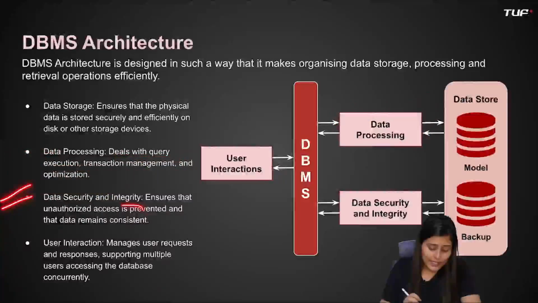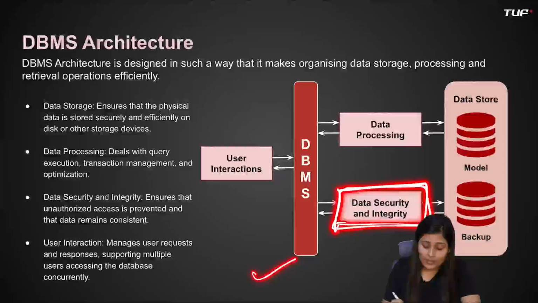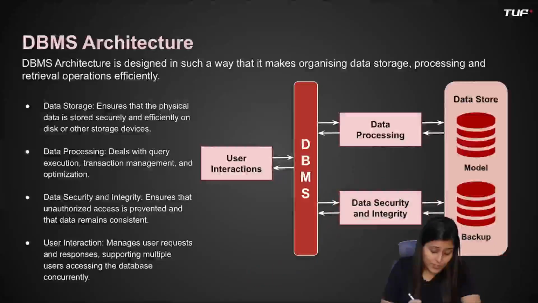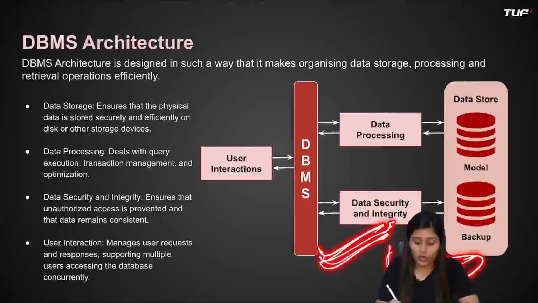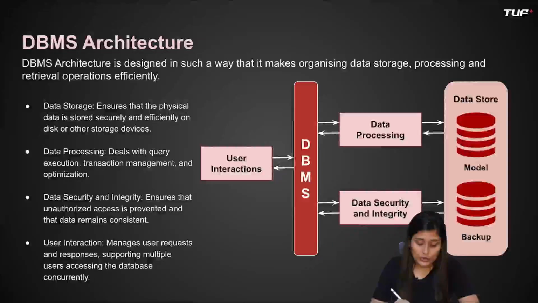Next is data security and integrity. This layer also exists in between the DBMS and the physical storage, and it ensures that unauthorized access is prevented and that data remains consistent. So data security takes care that no unauthorized user should get access, and they should not manipulate or misuse our data. Data security and integrity does this job.